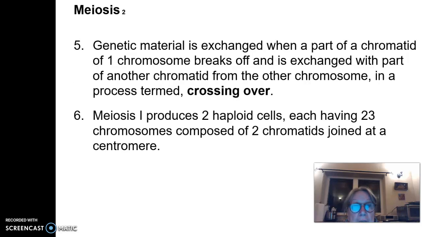So we continue with meiosis. Genetic material is exchanged, where part of one of the chromosomes breaks off and is exchanged with another part, and this is called crossing over. Meiosis produces 2 haploid cells containing 23 chromosomes composed of 2 chromatids joined at a centromere. So you've got your centromere, your chromatids, and they cross over, and you get a haploid.